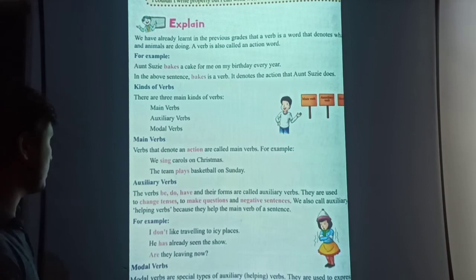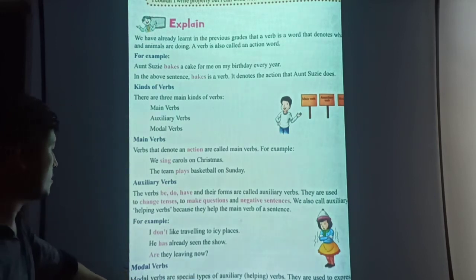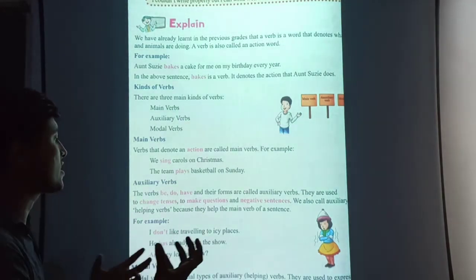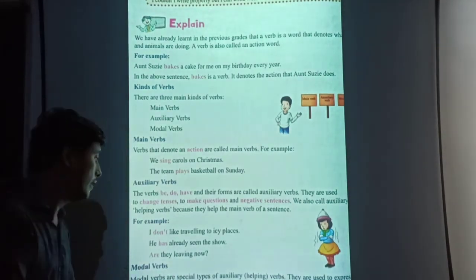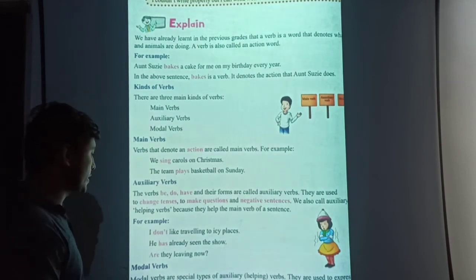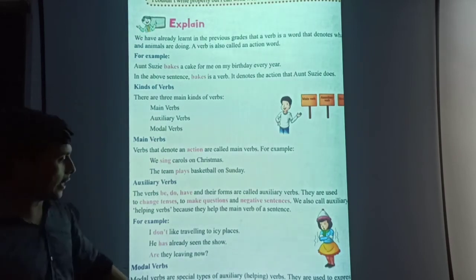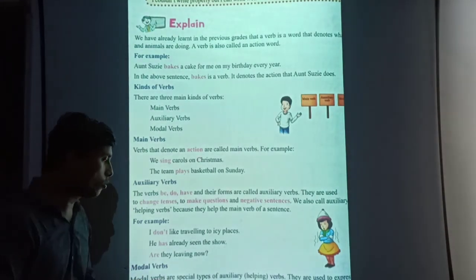Now students, the third kind of verb which is also very important, and that is called modal verbs, are special types of auxiliary verb. Now these are some special categories of auxiliary verb. They are used to express such as request, advice, compulsion, permission, prohibition and possibilities. So now different kind of things we are going to express with the help of these modal verbs.